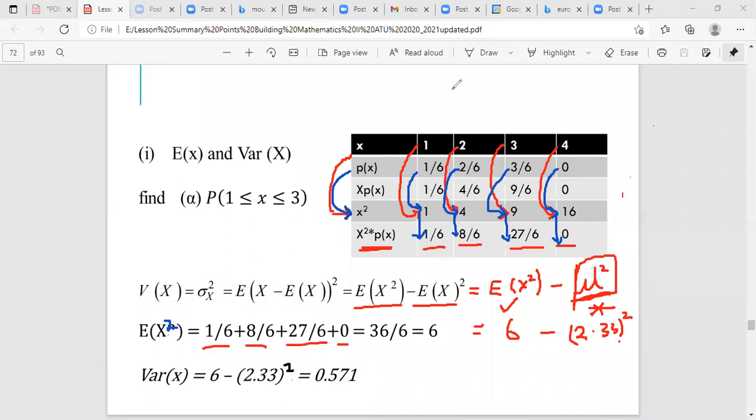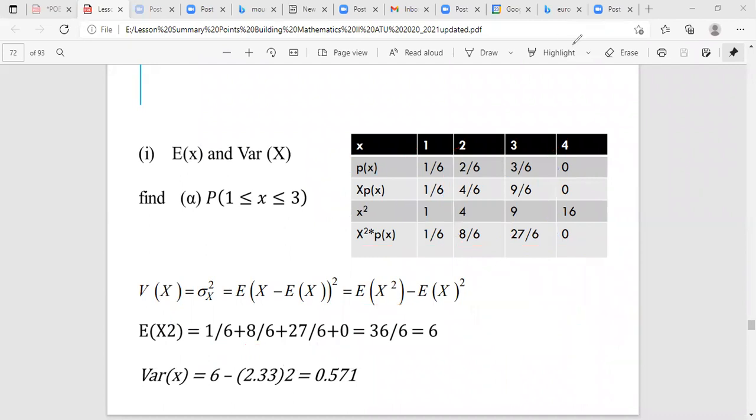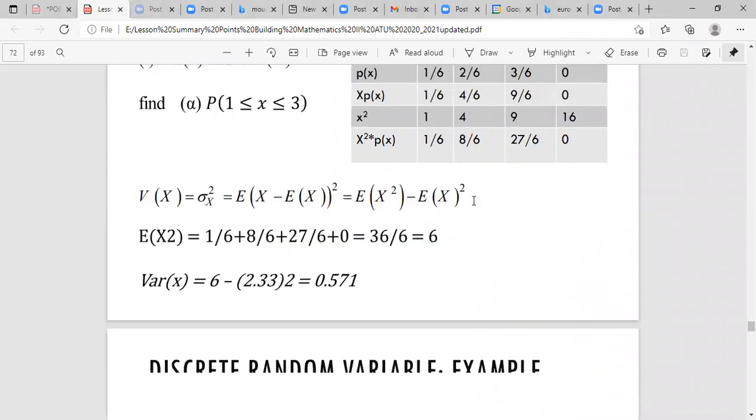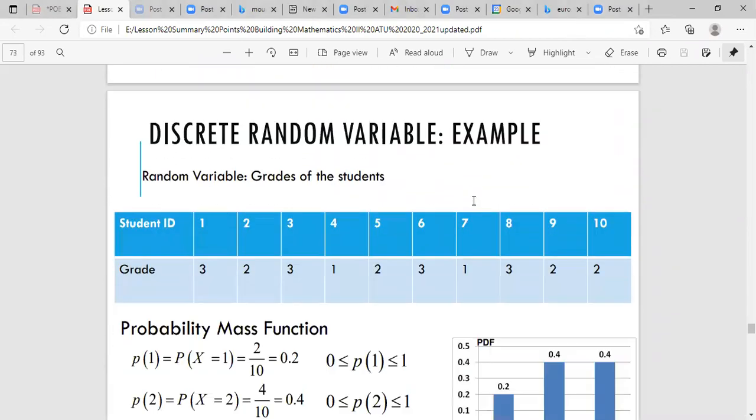Okay, so I think we have positive responses. So let's move on to the next slide. Yeah, so that is for the mean and the variance.